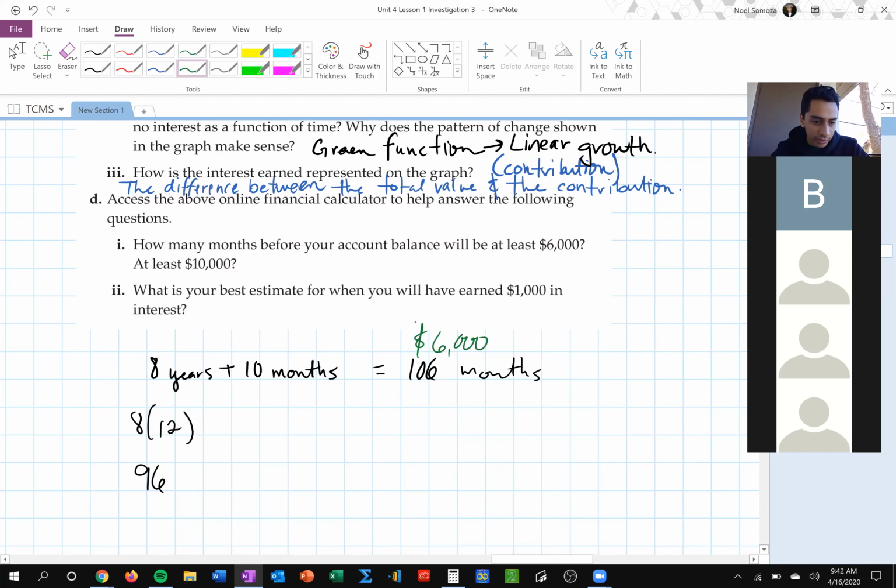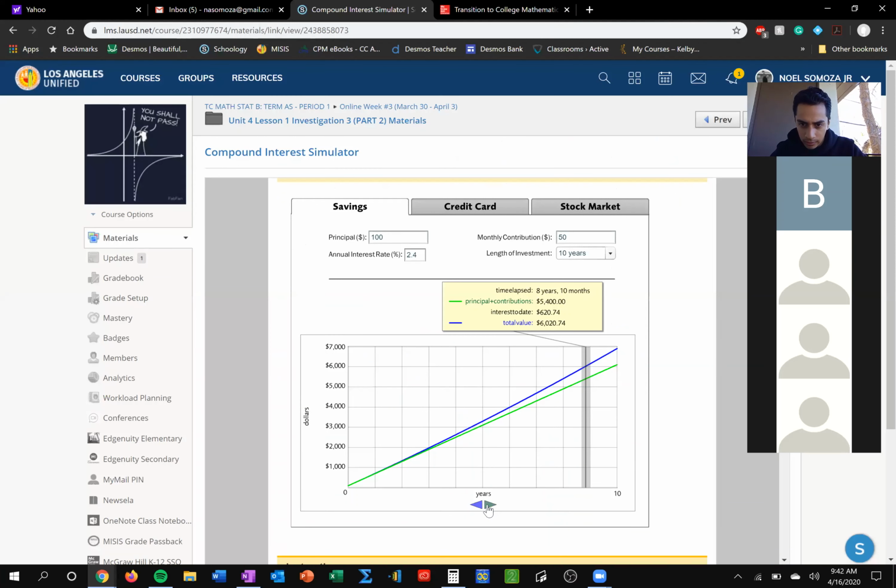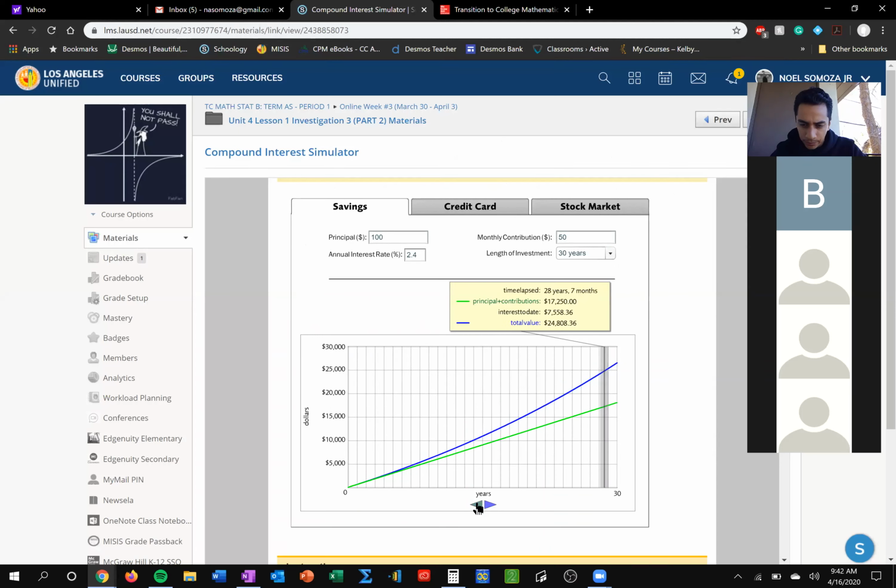And then for the 10,000, let's go back and we might need to expand this. So we might want to push this out to 30 years. And we'll go backwards.